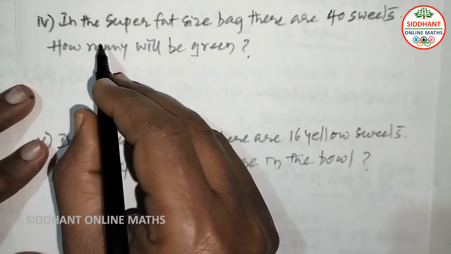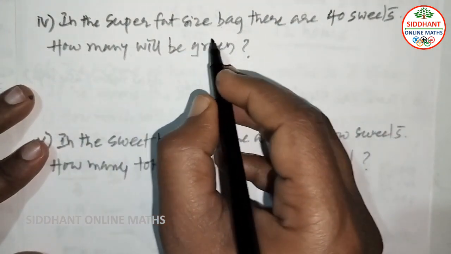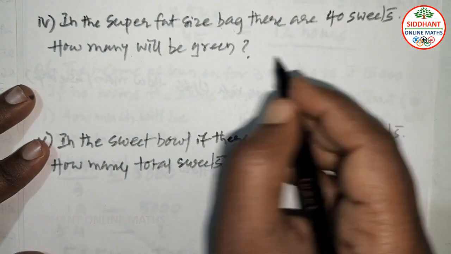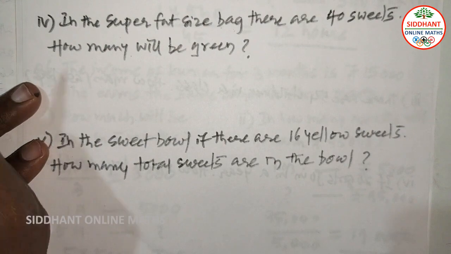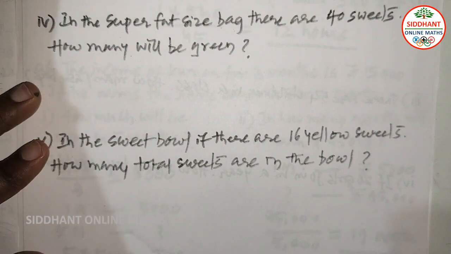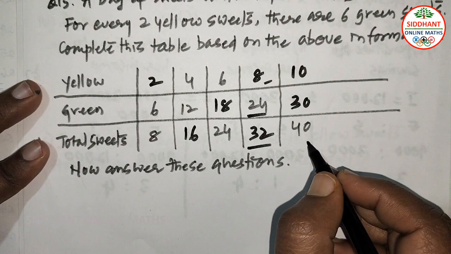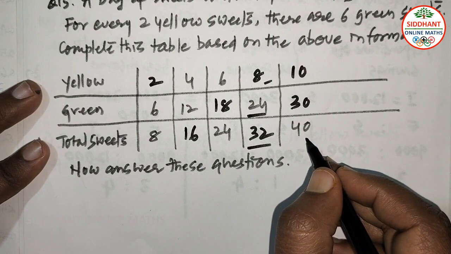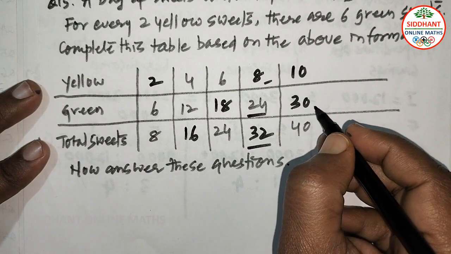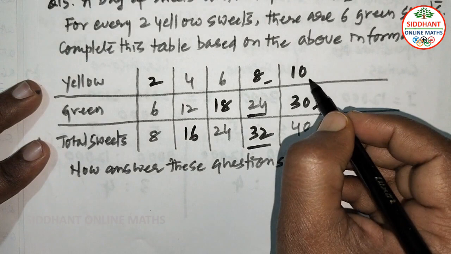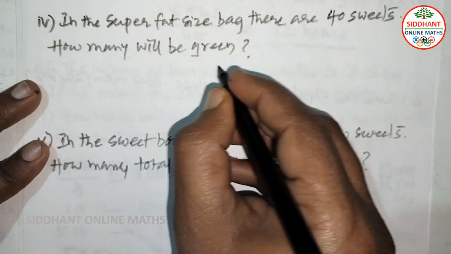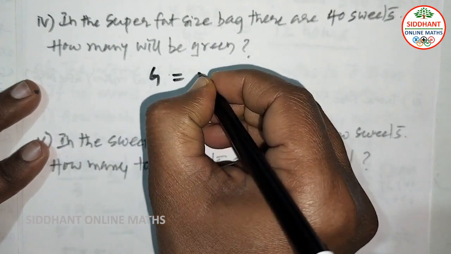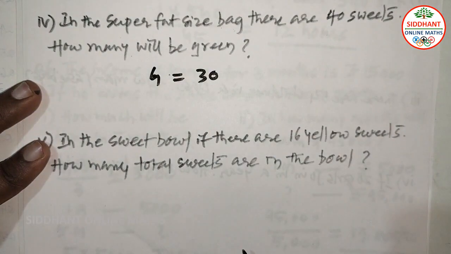Fourth one, in the super fast size bag there are 40 sweets. How many will be green? So we have to see that table here. You are going to see the table. 40 sweets are there. Then in this, green will be 30, yellow will be 10. So the total will be 40. So here green will be 30 sweets.